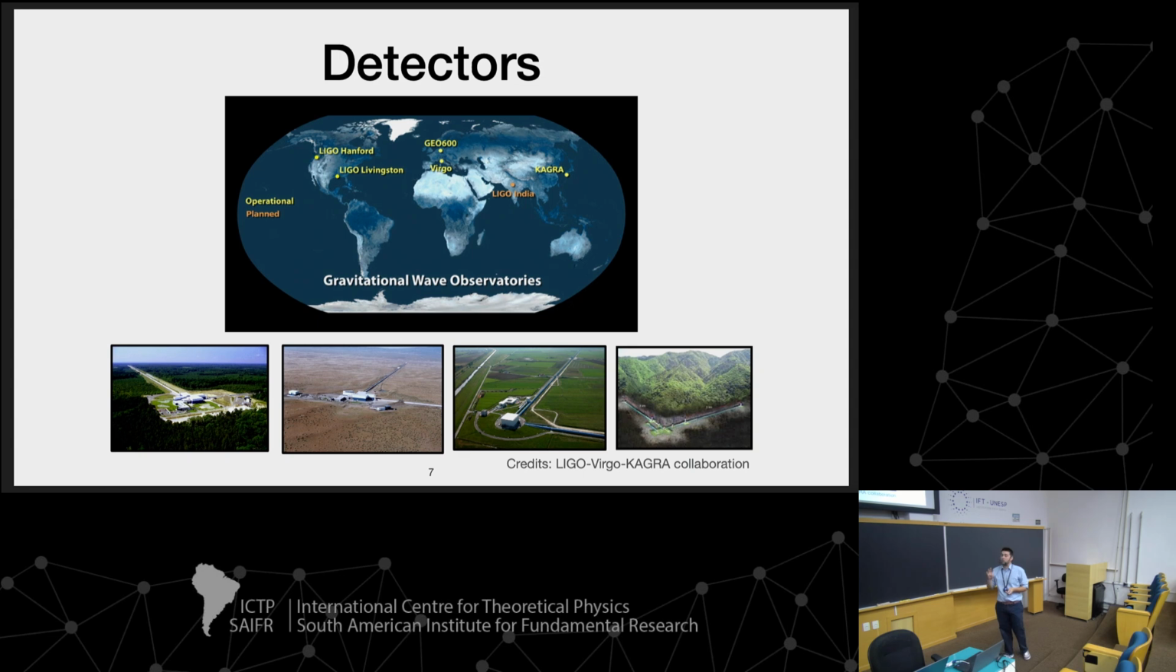So we have 4 functioning detectors around our globe. LIGO Hanford in the US, in Washington state, LIGO Livingston in Louisiana, Virgo in Italy, close to Pisa, and KAGRA in Japan. The 4 pictures you see below are pictures of the detectors, and you can see that there is a common shape between detectors. A gravitational wave detector is a Michelson interferometer, and we're going to see that in further detail.